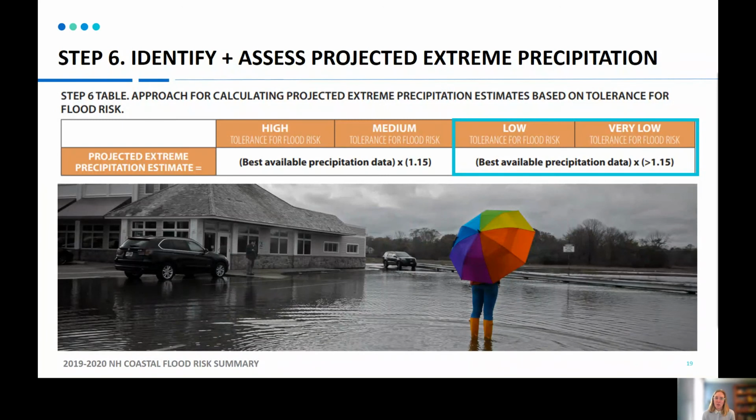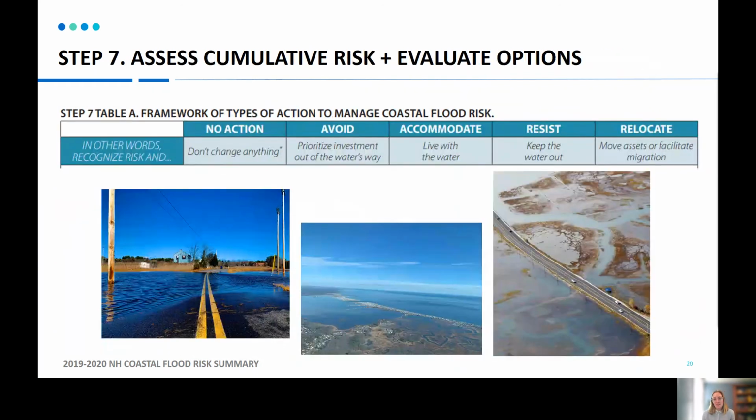Step 6 directs you to select precipitation values for your design storms relevant to the project. In the case of a low TFR, you're directed to add more than 15% volume to those present day storm volumes, and then think about what that means for designing at the site. And step 7 ends with some directions for thinking about cumulative future flood risk at the sites, and then considering and evaluating adaptation options that will help you meet your site goals from step 1.